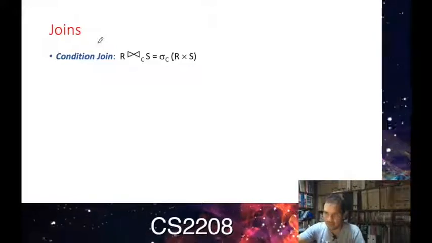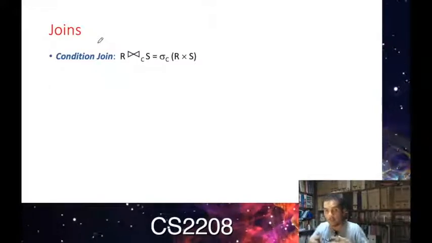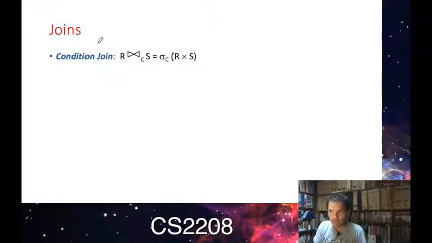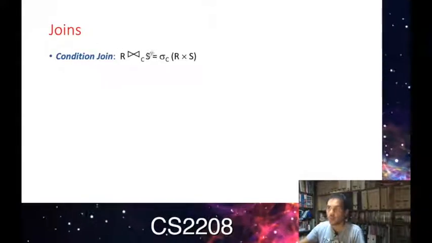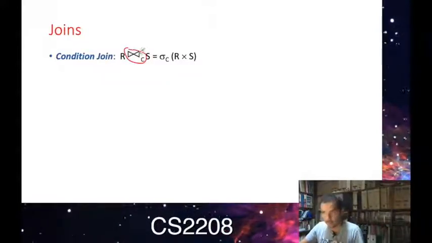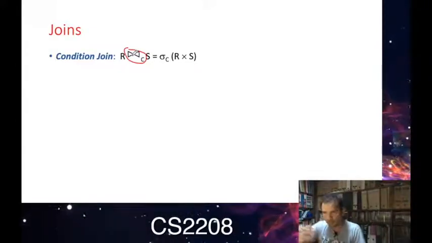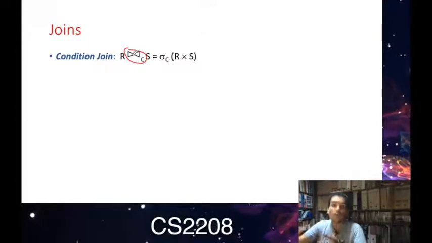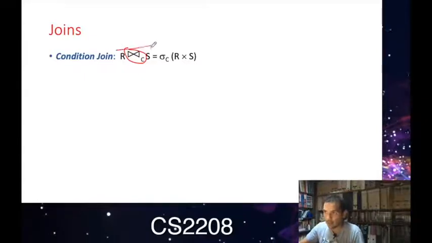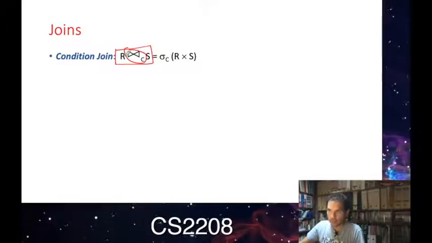And that's why when we start using the join operator, there are multiple variations of the join operator. I'm going to start today with the conditional join, which is basically the symbol we are going to be using to represent the conditional join. This is one of these additional operators, but it's quite useful in the future.